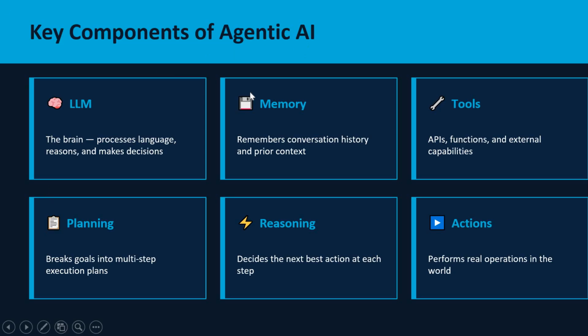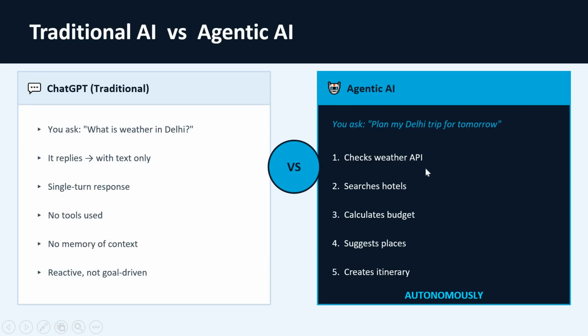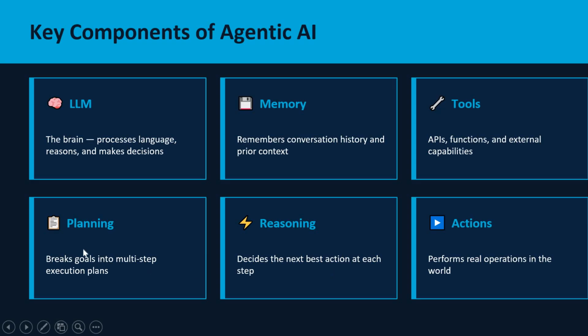Now the key components of agentic AI: the LLM first, that is the brain, right? Memory, which will remember the conversation history, that could be like a notepad. Tools, APIs, functions, and action capabilities, whatever we have. Then planning, breaking goals into multiple-step execution. Let's take the example of planning a daily trip: check the weather API, that is one step. So this particular task is broken into 5 different tasks. That way it will break it down on a planning basis, right?